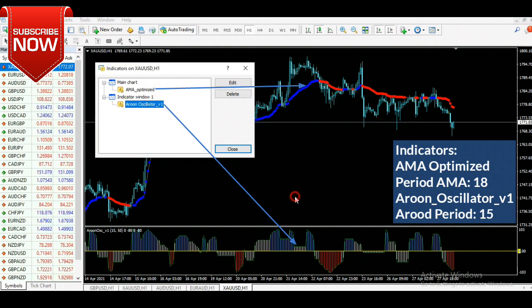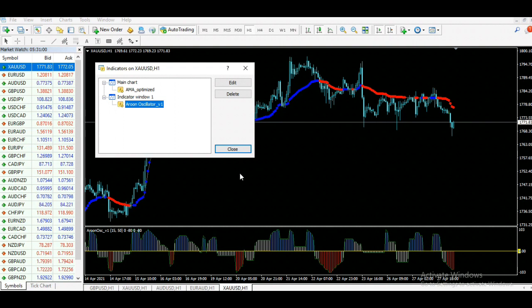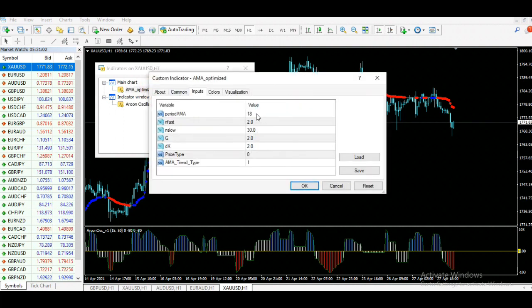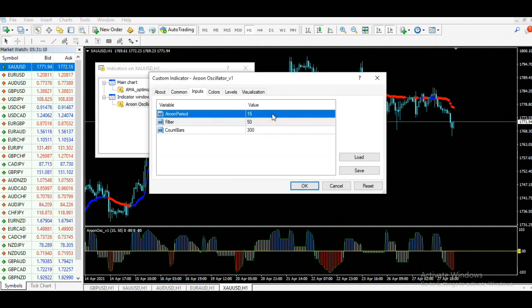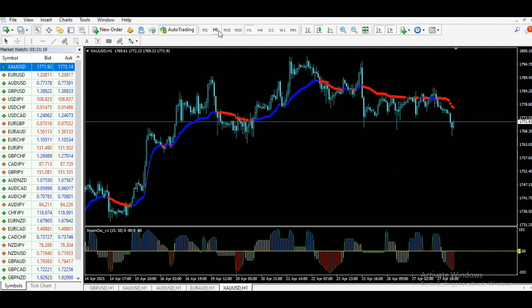Trading strategy. This strategy provides entry signals based on a confluence between the AMA indicator signal and the Aroon oscillator trend. Entry signals on the AMA indicator are simply based on the changing of the color of the dots, which indicates a trend reversal. On the Aroon oscillator, trade entries are based on a trend signal as indicated by the color of the Aroon oscillator bars.